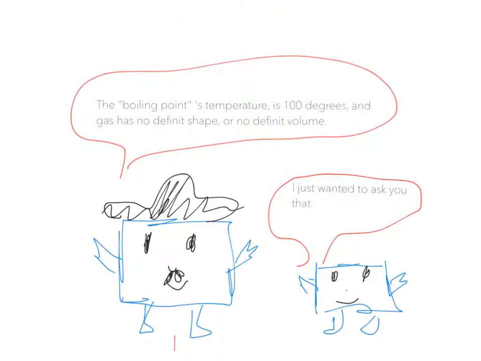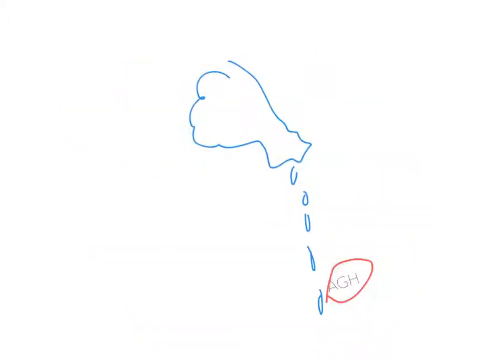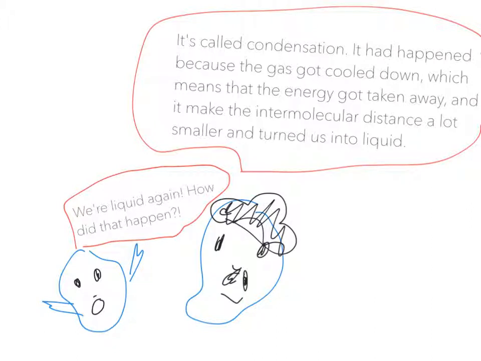"The boiling point temperature is 100 degrees, and gas has no definite shape or definite volume," explained the dad ice cube to the ice cube boy before he could ask. "I just wanted to ask you that," said the ice cube boy. "Ah!" yelled the ice cube boy as they condensated. "We're liquid again. How did that happen?" asked the ice cube boy.